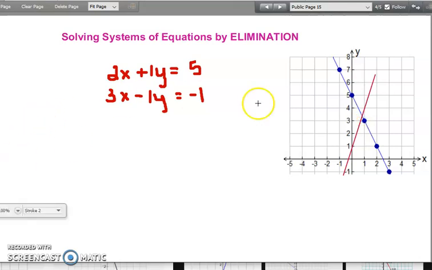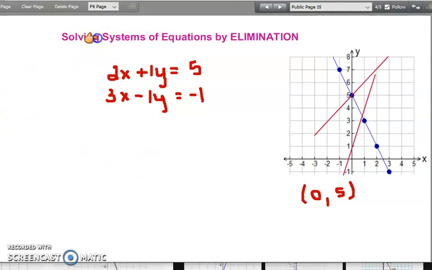So if I had one line cross over, say right here, here's my blue line, here's my red line, they meet right here, the ordered pair would be 0, 5. So 0, 5 would be my solution to my system of equations. And a system of equations just means the equation for this line and the equation of this line. What is the ordered pair where they meet? This is the solution.